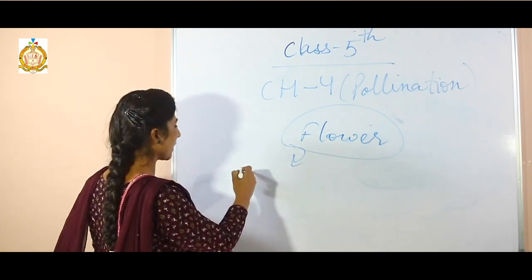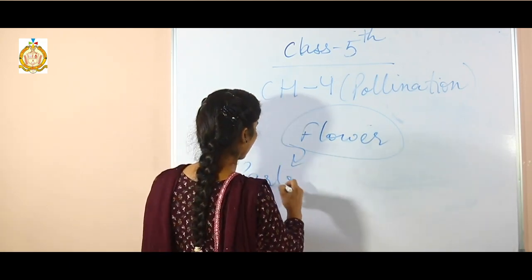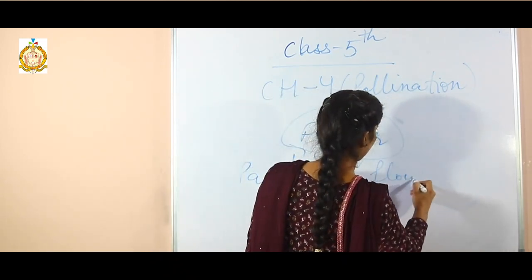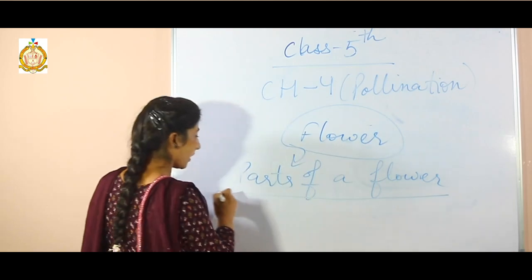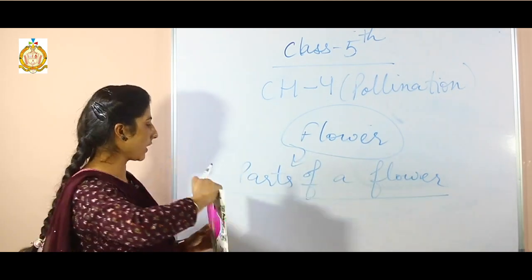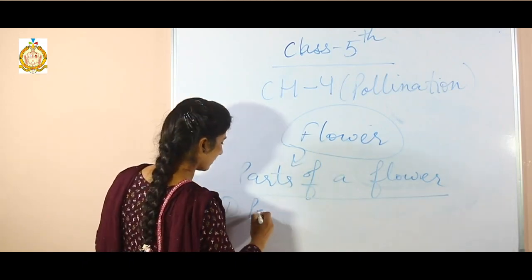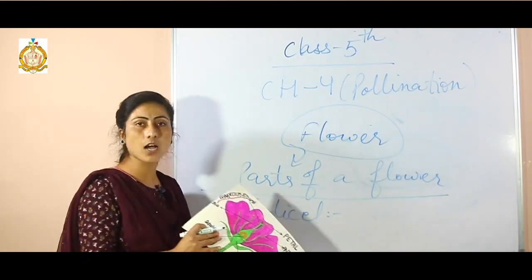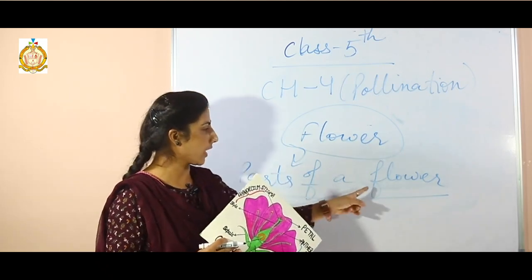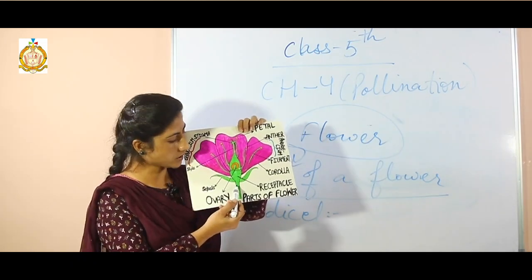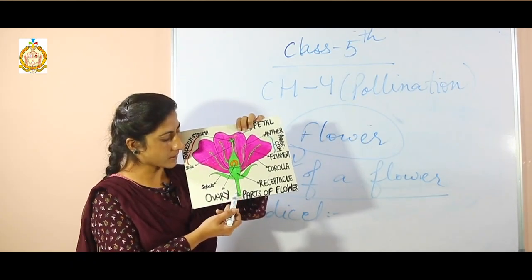Now the next topic is parts of a flower. Most of the flowers have the following parts. The first one, pedicel. Students, the stalk of the flower is called pedicel. You can see in this picture, this is the stalk, this is called pedicel.